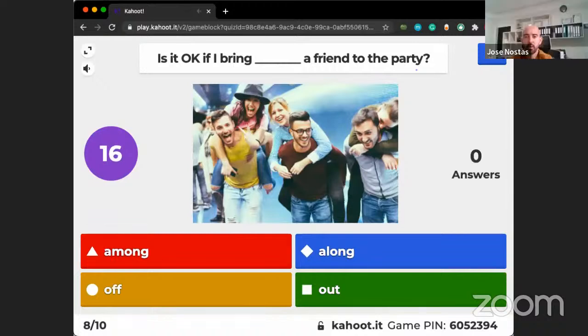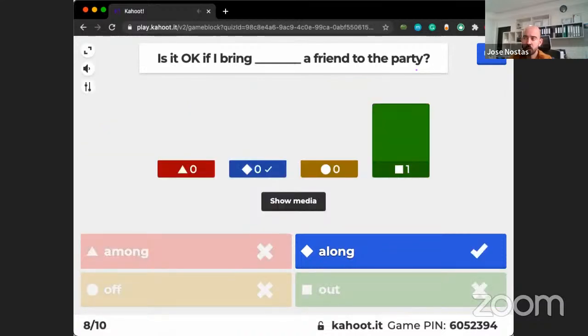Is it okay if I bring a friend to the party? Is it okay if I bring out or bring along? Bring along. The person was correct. To invite a friend, to bring this new person.